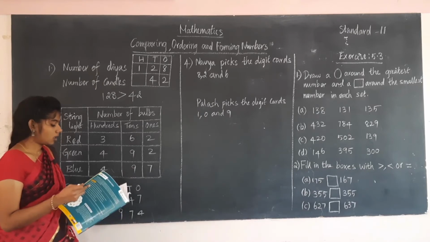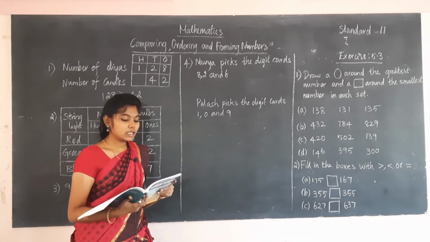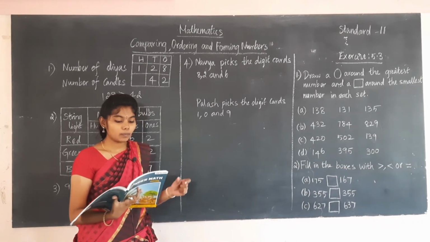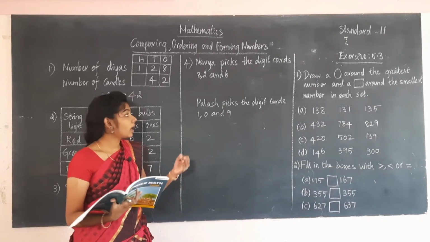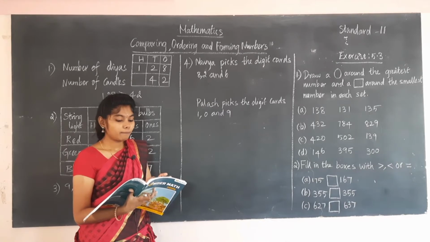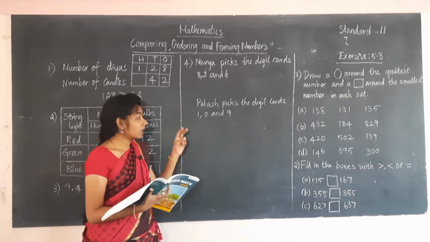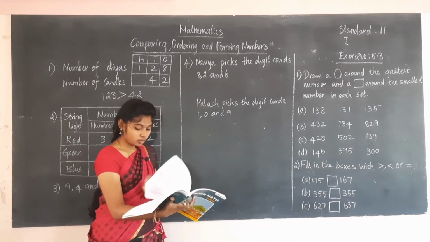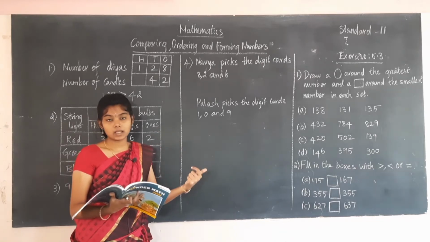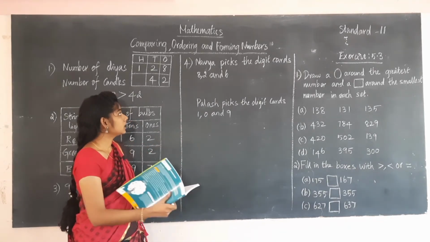Next we are going to see the next example. Navya picks the digit cards 8, 2 and 6, which I have mentioned here. And the next one, Plasha picks the digit cards 1, 0, 9. So here 2 sets of numbers are given. What you are going to find is who is the winner. Whoever has the greatest number is the winner. So here we are going to form numbers with these 3 digits.